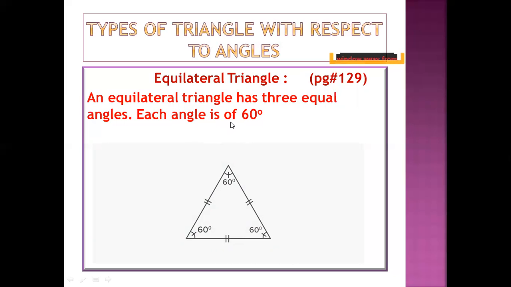So when we add 60 plus 60 plus 60, the three angles, the sum will be 180. In equilateral triangle, all the angles are of measure 60 degree.